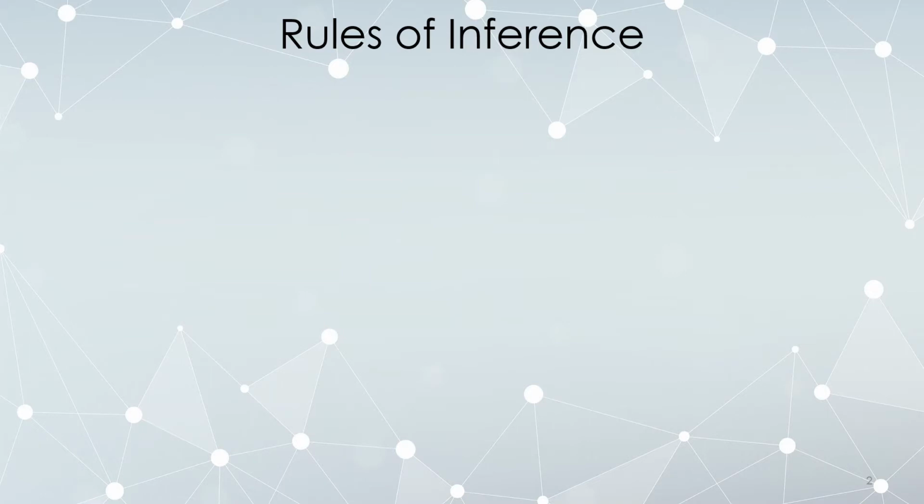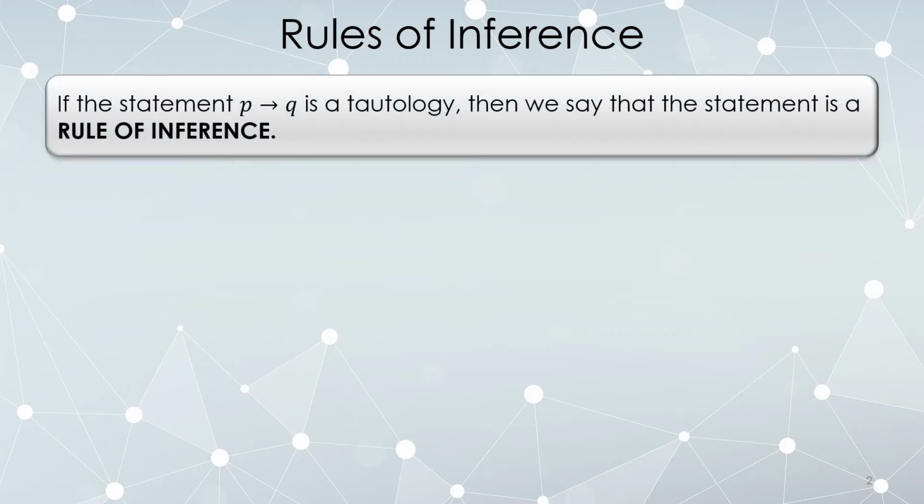Now, truth tables and logical equivalences are all well and good, but what we really want to get to are what are called rules of inference. If a statement P implies Q is a tautology, remember this will depend on P and/or Q being compound statements of some form, then we say that the statement is a rule of inference.